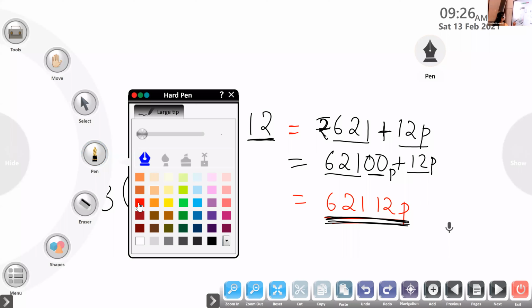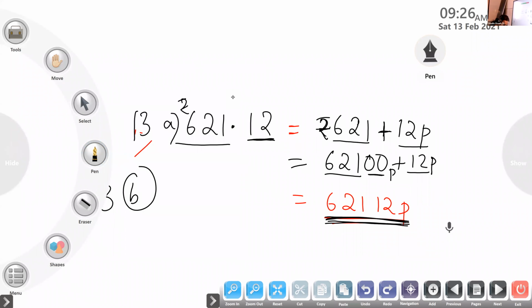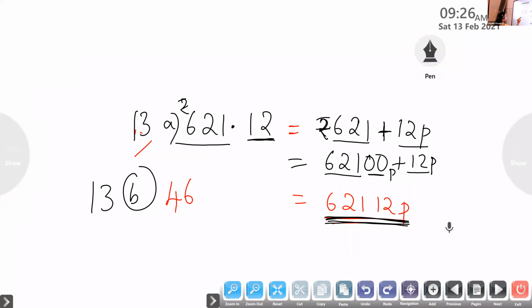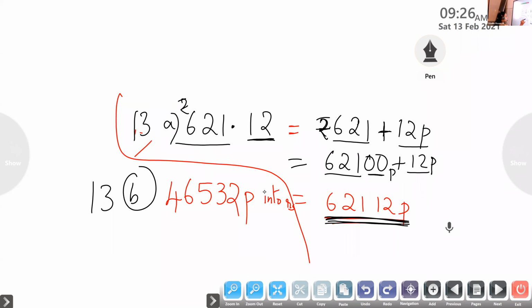13th one, B. So what is the question? Convert 46532. Convert 46532, 532 paise into rupees. So children, what we have to do? I will write in the next page.